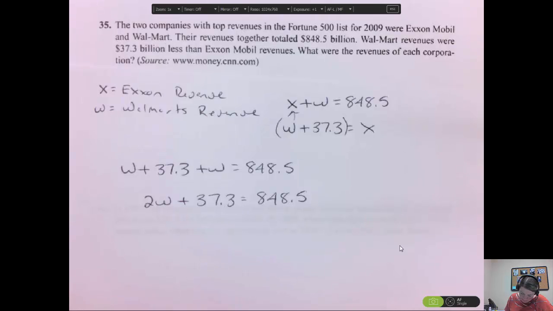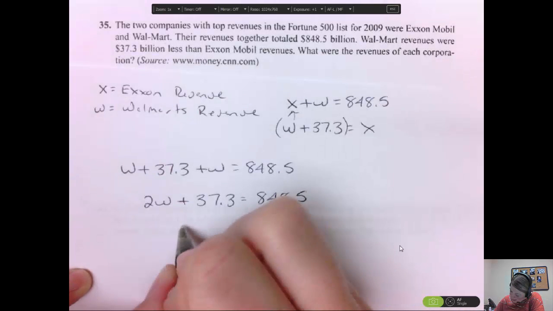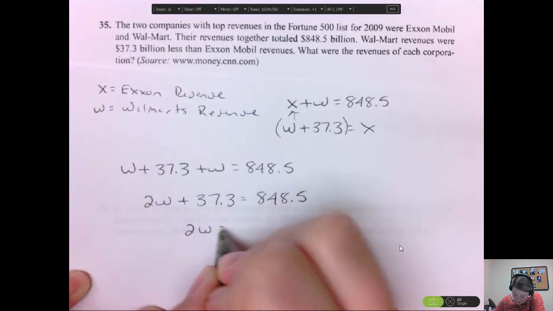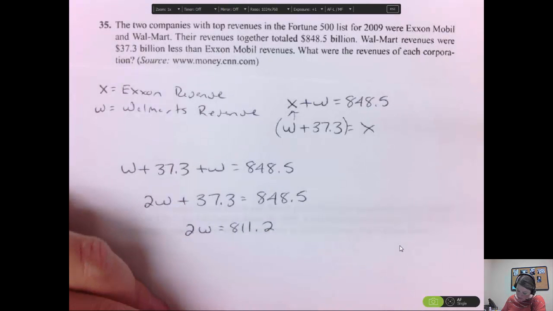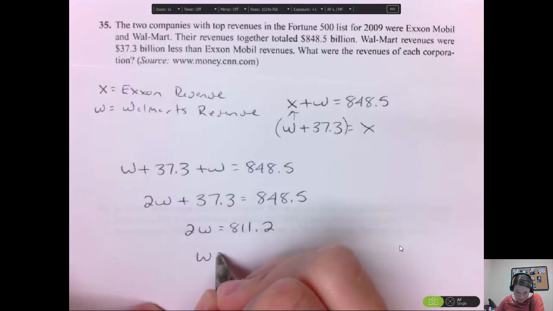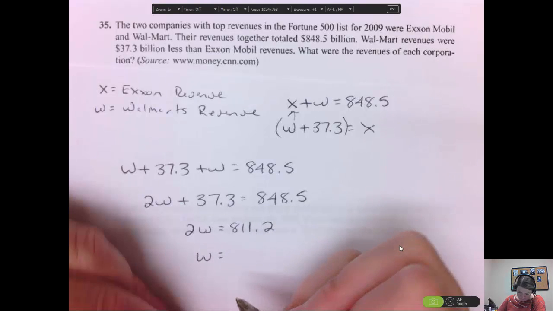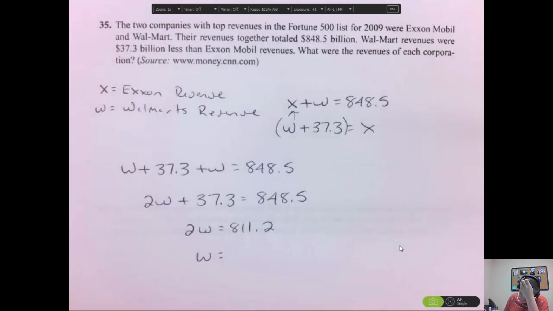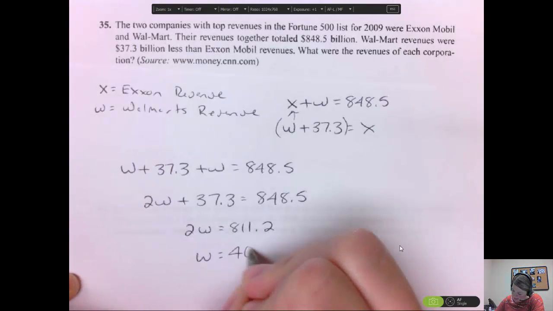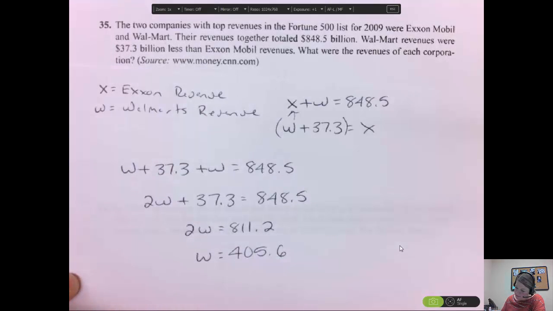Then I want to go ahead and take the 848.5 minus the 37.3. I'm cheating. I'm using a calculator. I guess it's not totally cheating, but so subtract that over so that you get 811.2. So we're here. Now divide that by 2, and I get Walmart's to be, oops, 811.2 divided by 2 is 405.6. This is in billions.